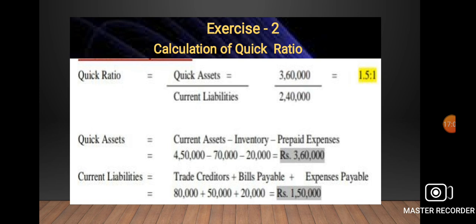So if we convert it to a ratio, numerator is to denominator. So numerator is 1.5, denominator is 1. So that 1.5 is to 1 is the quick ratio.